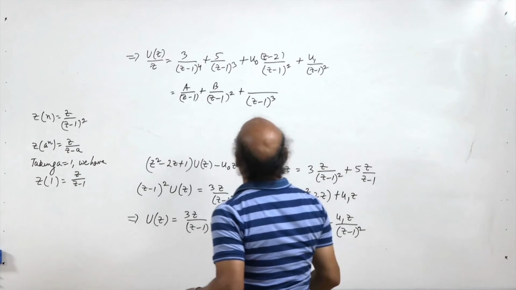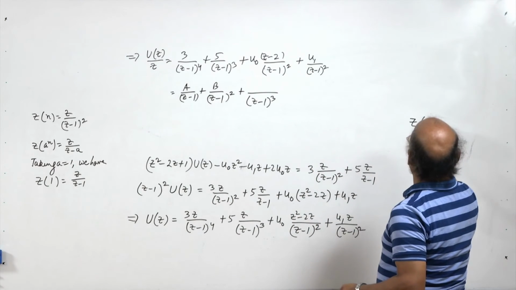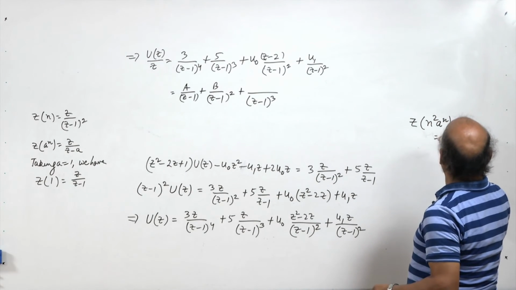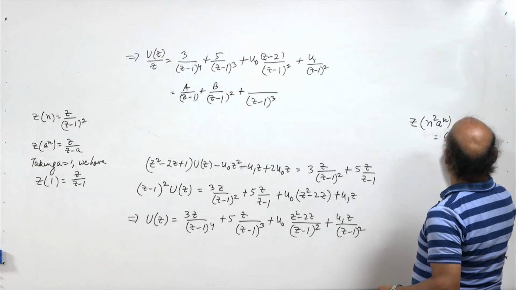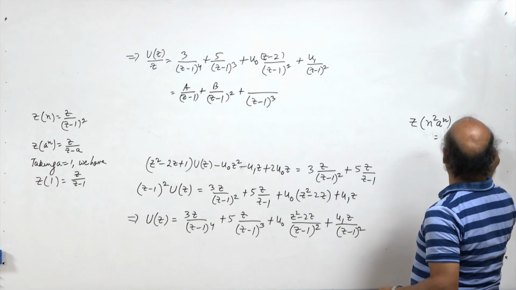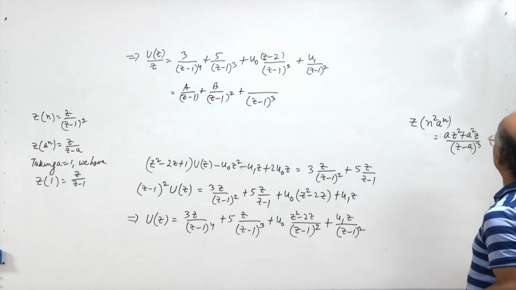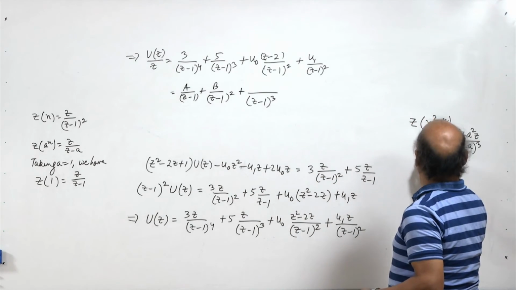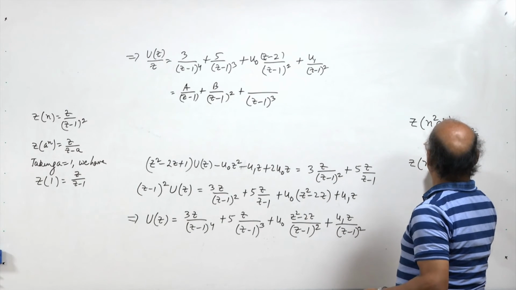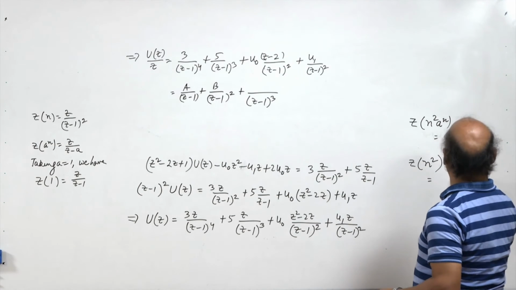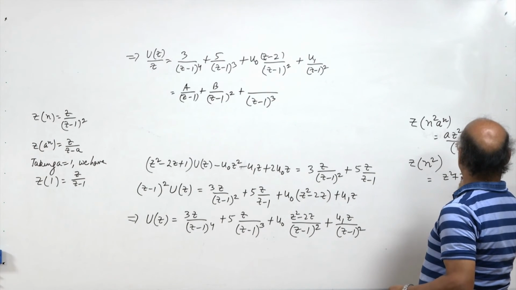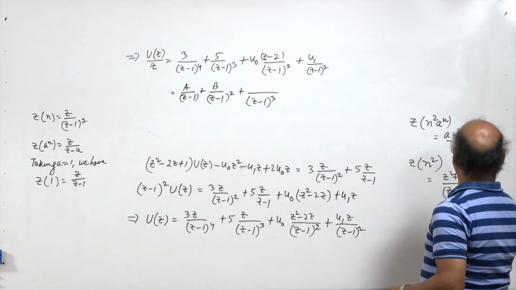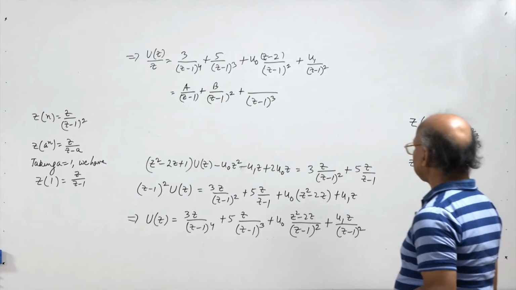So let us recall that the z transform of n square a to the power n was equal to (a z square plus a square z) divided by (z minus a) to the power 3. So corresponding to (z minus 1) cube, we will have to have in the numerator a term like this. So what we will do, let us take a equal to 1. So the z transform of n square, by taking a equal to 1, is (z square plus z) divided by (z minus 1) whole cube.